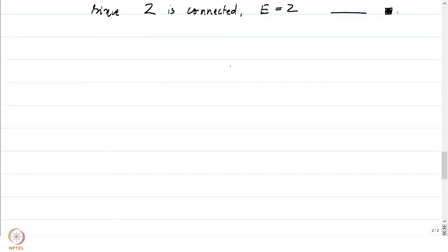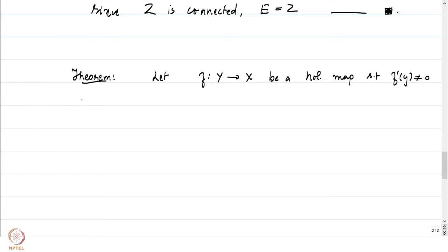So till now, we have not addressed the case of holomorphic maps. We have only dealt with continuous maps till now. Let's address that issue now. Let's try to specialize to holomorphic functions. That's going to be done by this theorem. Let's take some holomorphic map F from Y to X. So the Y and X are open subsets of C. I have not put any more conditions there. F from Y to X be a holomorphic map such that the derivative of F doesn't vanish at any point of Y. So that F prime of y is not equal to 0 on capital Y.